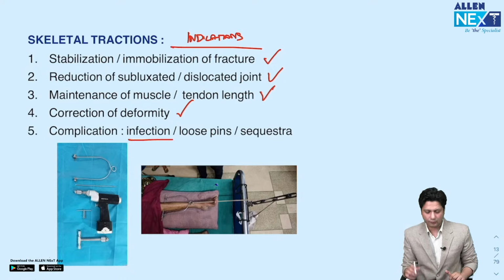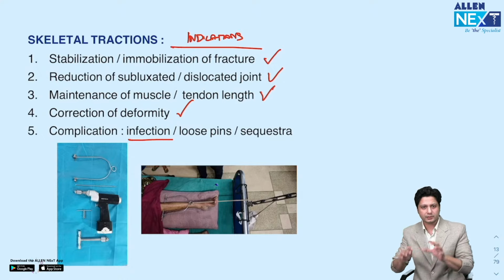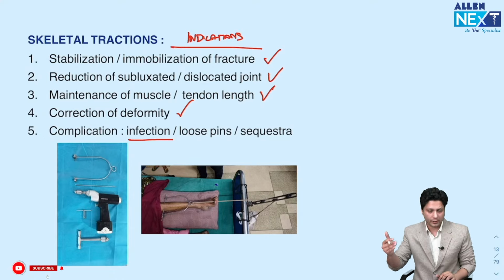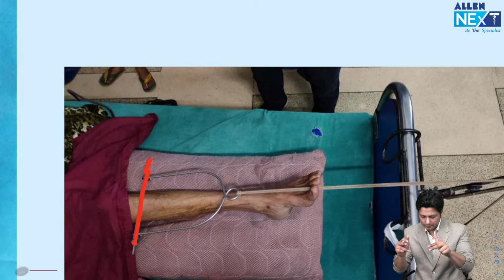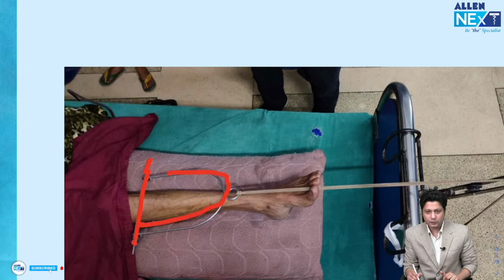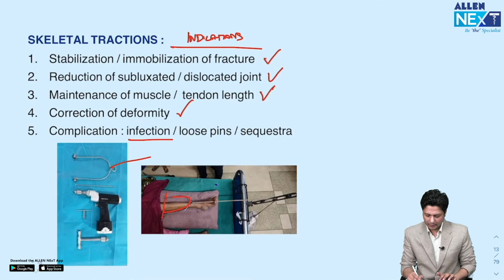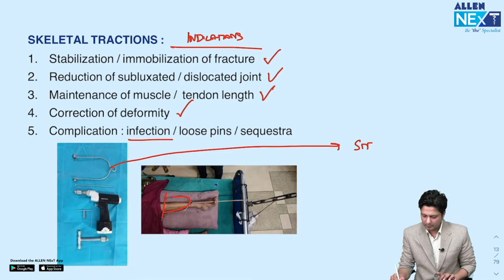And the complications, obviously. But before we talk about the complications, let's talk about what are the components of this skeletal traction. You see, if you concentrate on this image, this one, then here a pin is inserted, like this is the pin which is inserted over here, all right, through the bone, and it is connected by a stirrup. So what are the components? One of the components is a pin which is required, and the name of this pin is Steinmann pin.